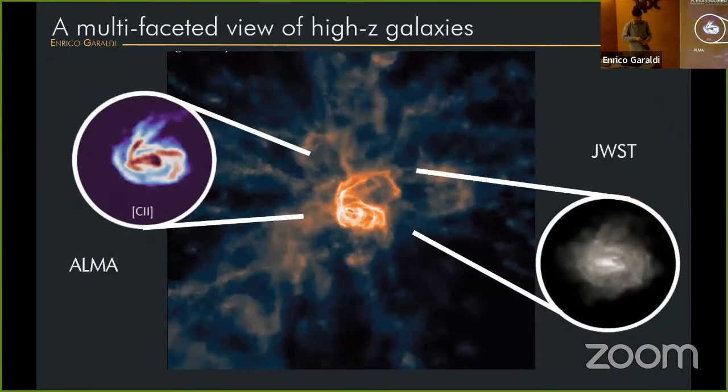What we can also do, and we did, was to take these galaxies and run them through a detailed radiation transport code for all the different lines produced in the ISM. So we have an ISM model on top of the simulation, and produce synthetic observations of how JWST or ALMA would see this galaxy, for example.